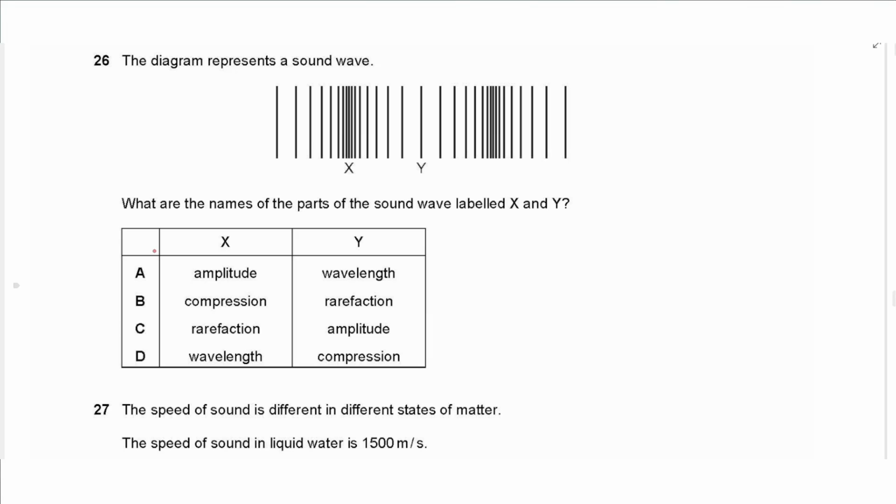X, we have the molecules close to each other. That's a compression. And for Y, molecules are far apart. That's a rarefaction. So the answer here is B.